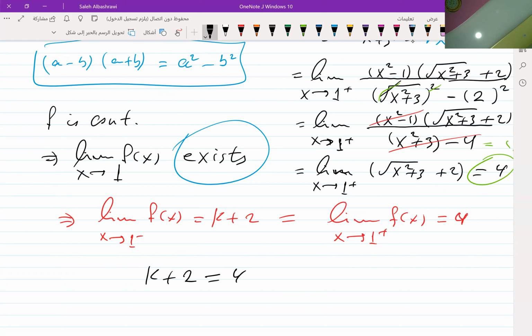So I have now a linear equation, k plus 2 equal to 4. Solve it for k. That will give me k equal to 2. So if k is equal to 2, then the function is continuous. You can see now for this example, the value of k is equal to 2. If k is equal to 2, the three conditions are satisfied. F of 1 is equal to the limit, and from this condition we found that k is equal to the number 2.